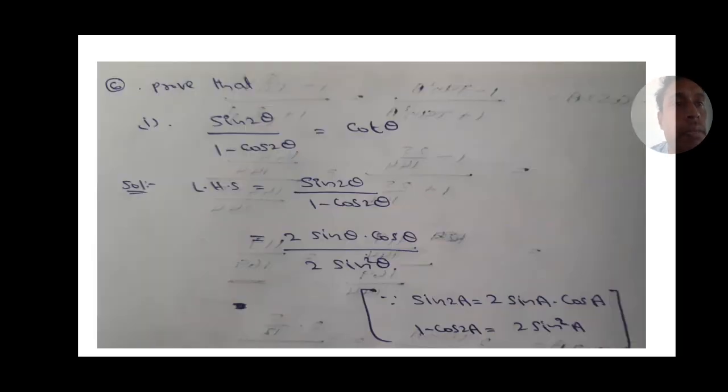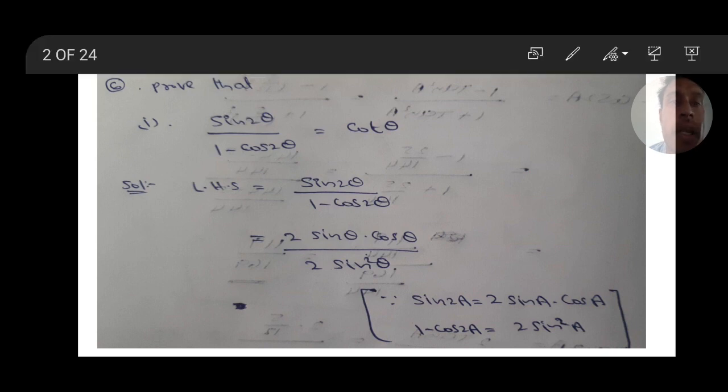Good morning, students. Today we are going to learn the problems on multiple and submultiple angles. First problem, we continue the problems from the previous class. Prove that sin 2 theta by 1 minus cos 2 theta equal to cot theta.